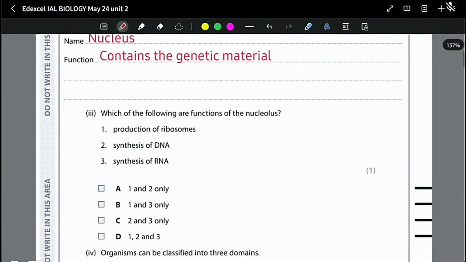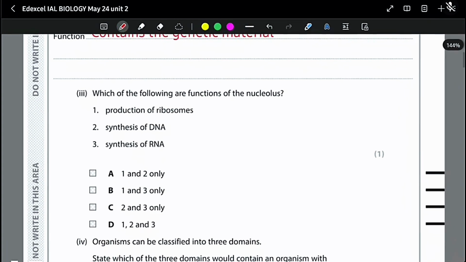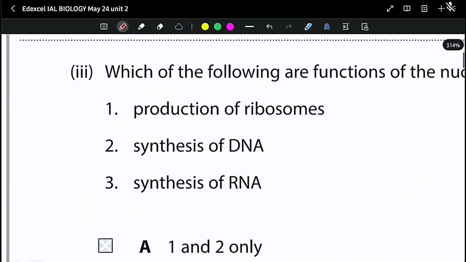Next question. Which of the following are functions of nucleolus? 1. Production of ribosome. 2. Synthesis of DNA. 3. Synthesis of RNA. So we know ribosome is produced in the nucleolus. So yes, production of ribosome is a function of nucleolus.